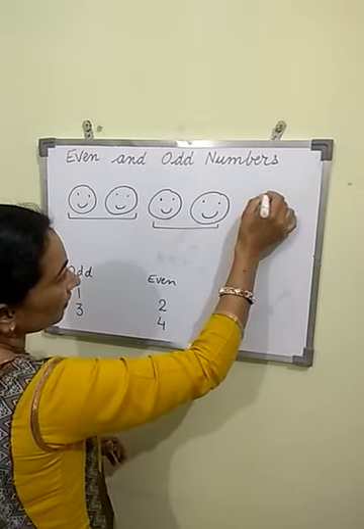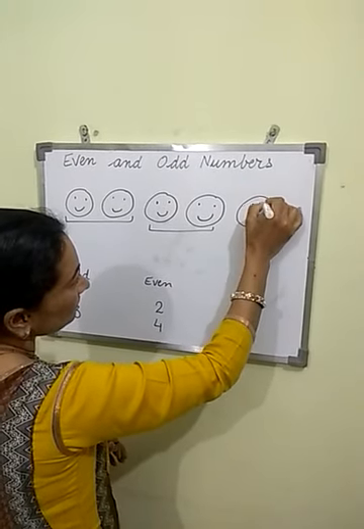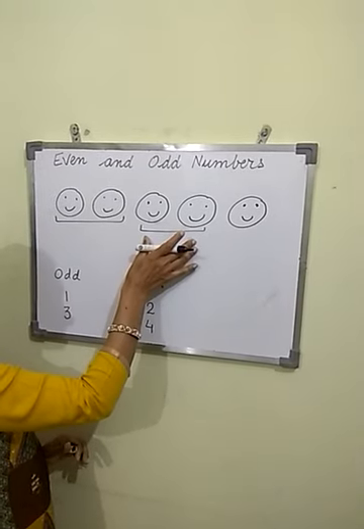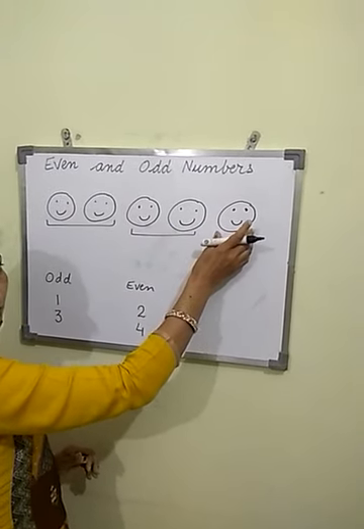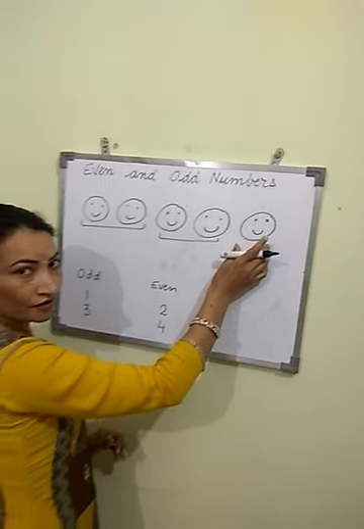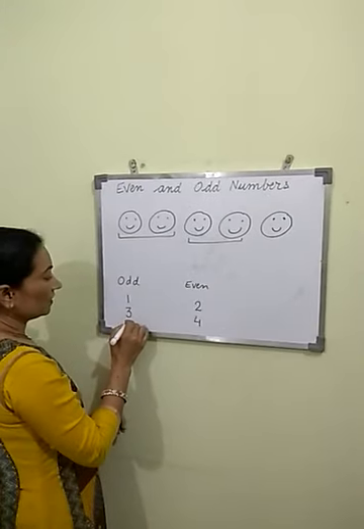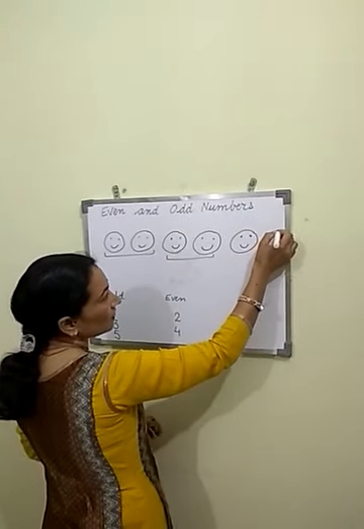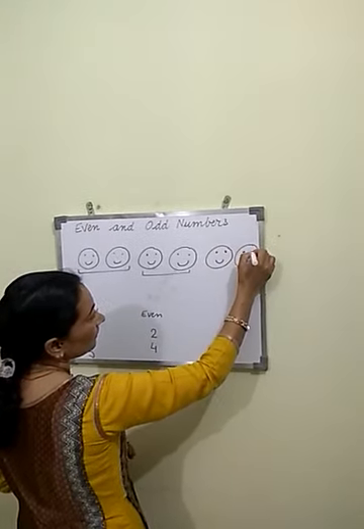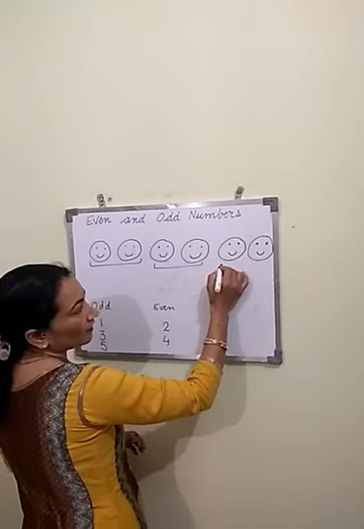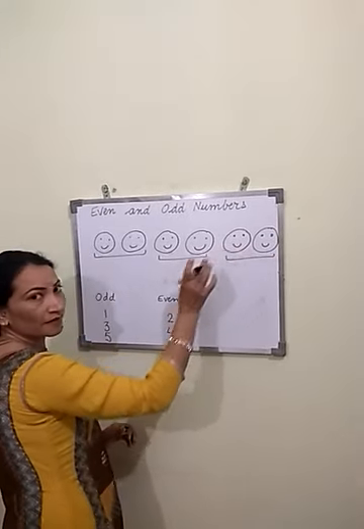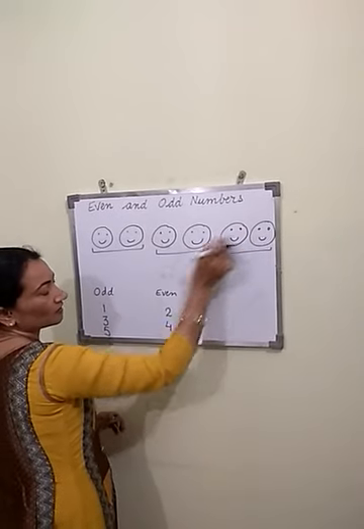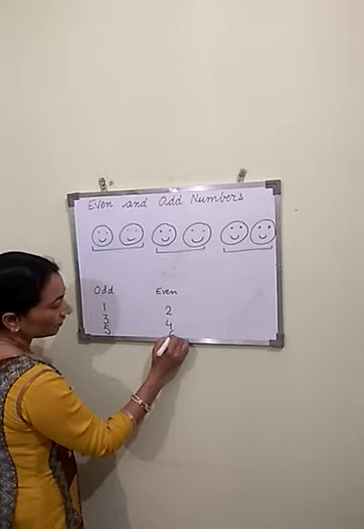Now Mr. 5 comes. 2 pairs already. Now he is alone, so feeling odd. So 5 will come in odd. Now Mr. 6 will come. Now both are making a pair. They are happy, which means 6 will come in even.